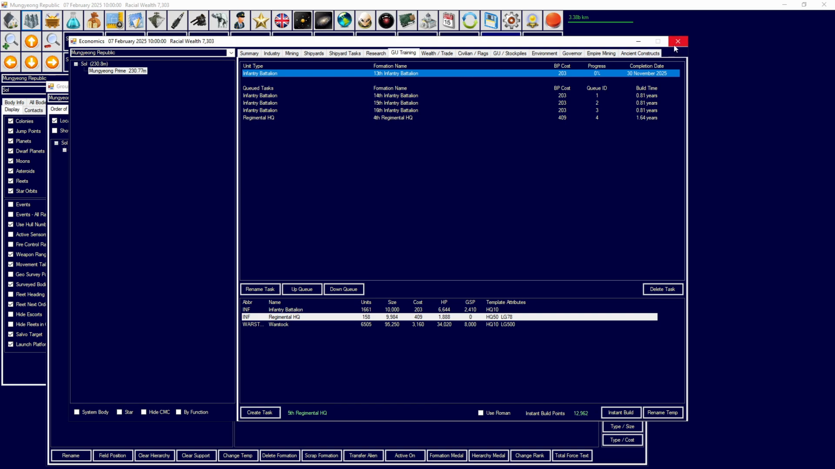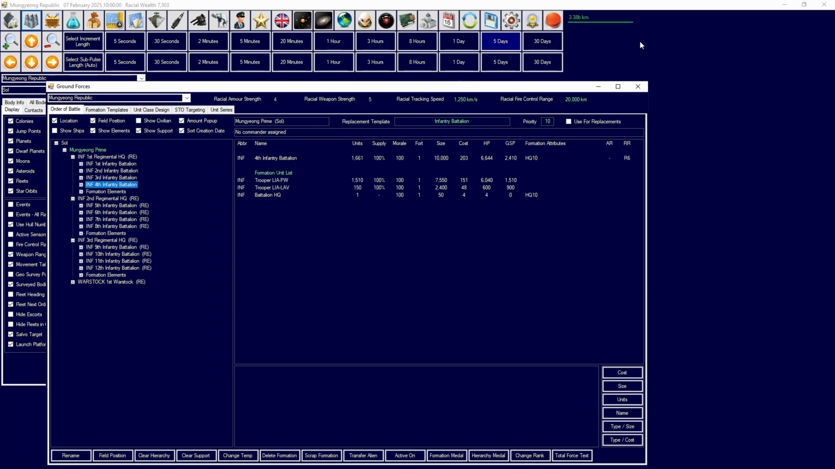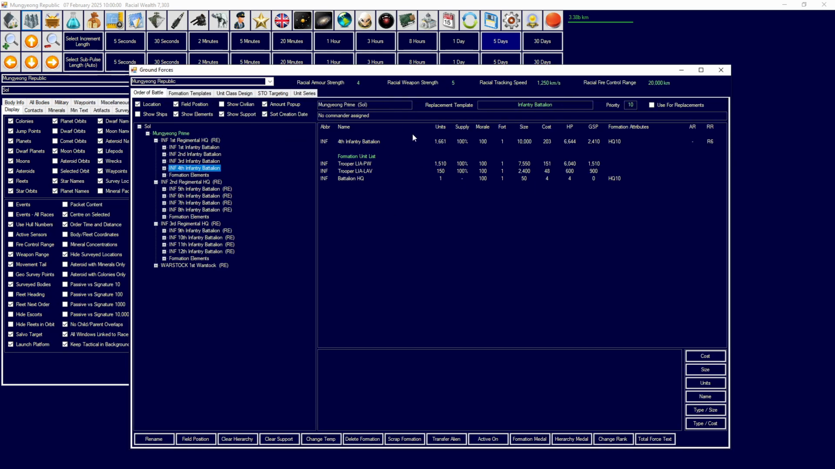Alright, now that we kind of understand how ground force construction works, we can look at some of the combat situation. So let's talk about the scenario here.